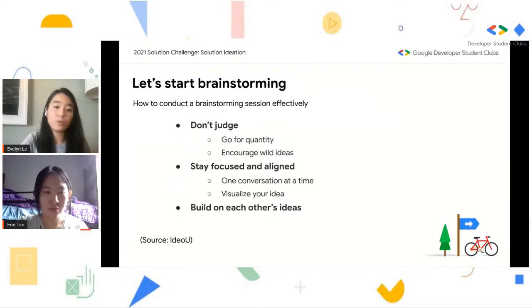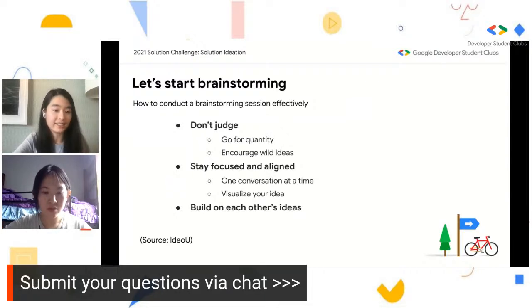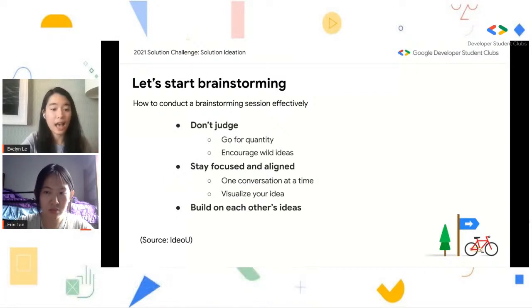And lastly, the reason you want quantities and to stay focused is that you want to build upon each other's ideas. That is the best result coming out of this, right? You don't want to just say, okay, I got one idea, two ideas, I will just pick one. No, you want to pick out the best things out of them and then merge them into a better one, building upon each other. So that's going to be the best outcome.